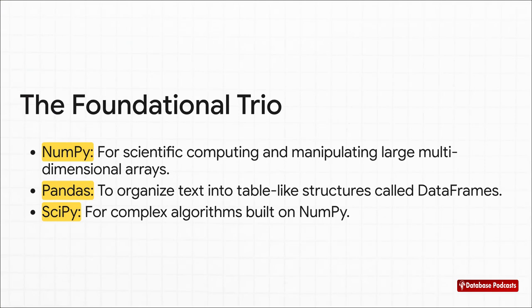We start with what I like to call the foundational trio. First up is numpy, which is the absolute workhorse for any kind of heavy-duty number crunching. But for us, the real star of the show is pandas. This is the library that builds the bridge from our text files to a table-like structure that feels familiar and manageable. And finally, there's scipy, which kind of sits on top of numpy and gives us access to some more advanced scientific tools if we need them.